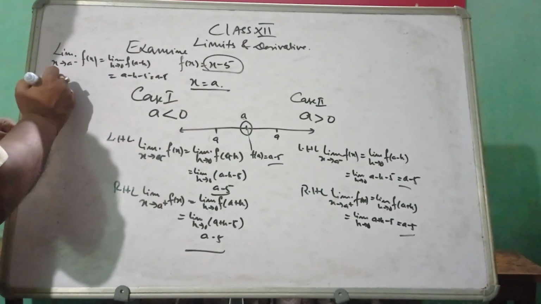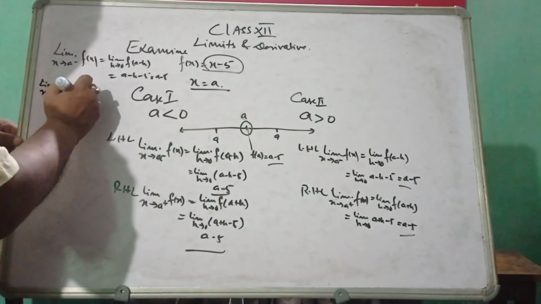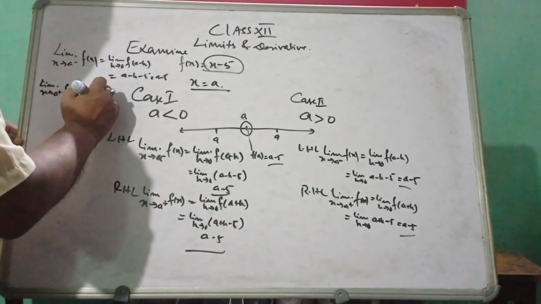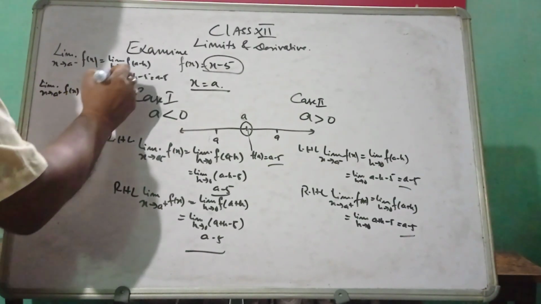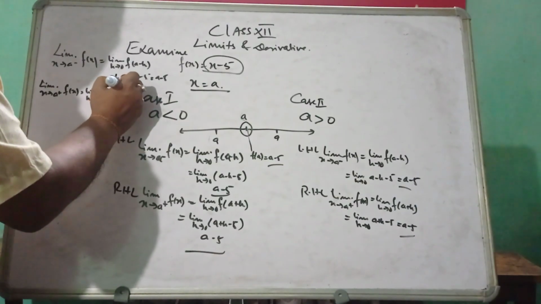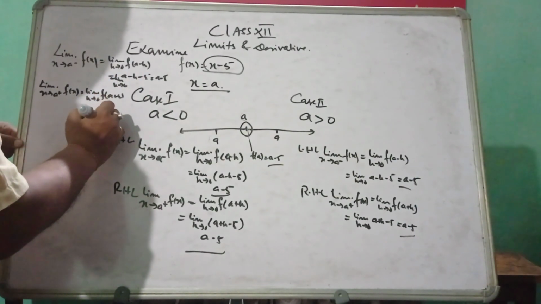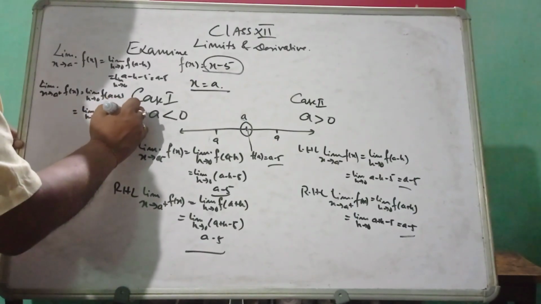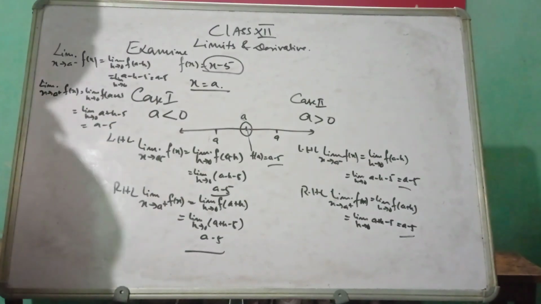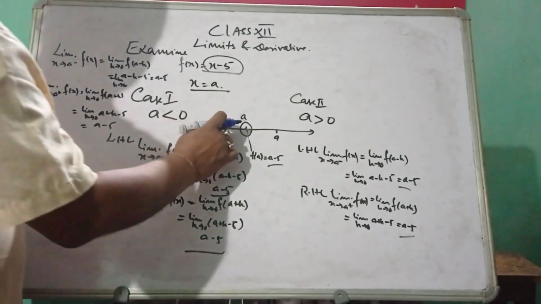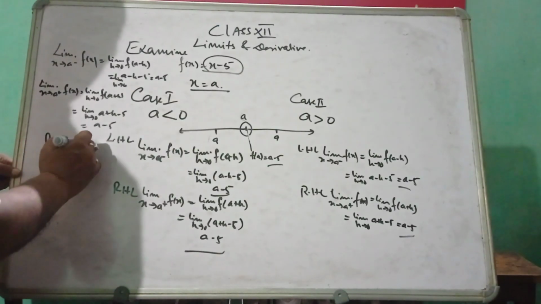Again your right hand limit x tends to a plus, that is f(x). Limit h tends to 0 f(a plus h). So here this will be limit h tends to 0 a plus h minus 5. Again you are getting the same. I am directly testing at a. I am coming from the left side, I am coming from the right side, and for f(a) it is equal to a minus 5.